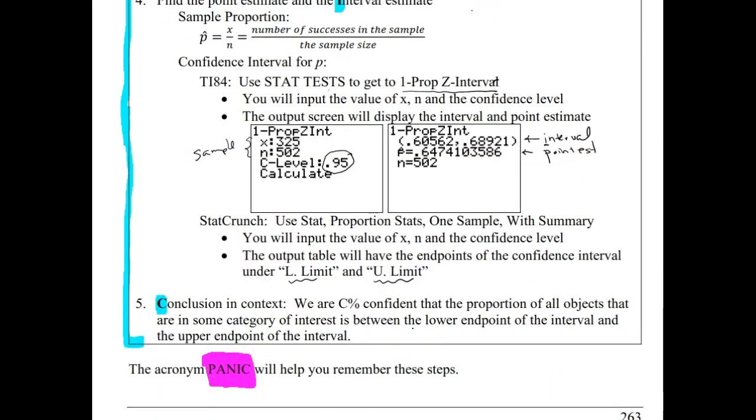And then our C here stands for conclusion in the context of the data. So we're going to write that we are C%, whatever that was, and a common one is going to be 95%, that the proportion of all objects that are in some category of interest is between whatever that lower endpoint and upper endpoint is that we see on the output screen. So again, in this case, the acronym PANIC will help us remember the 5 steps that we need for an interval procedure.